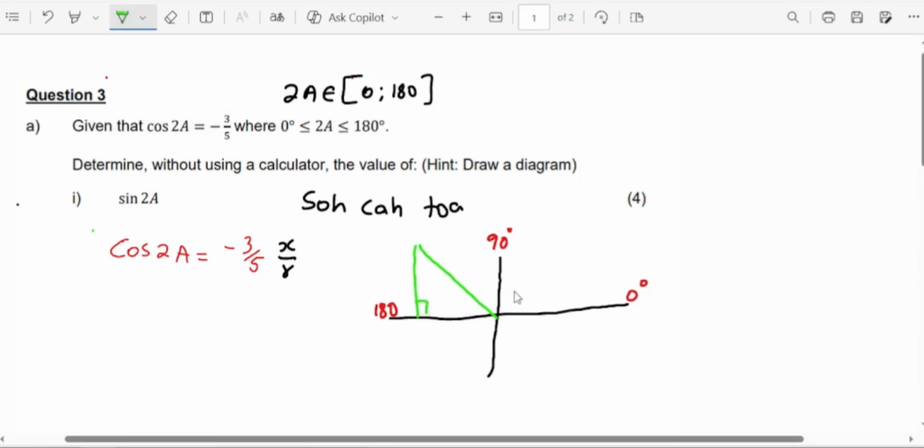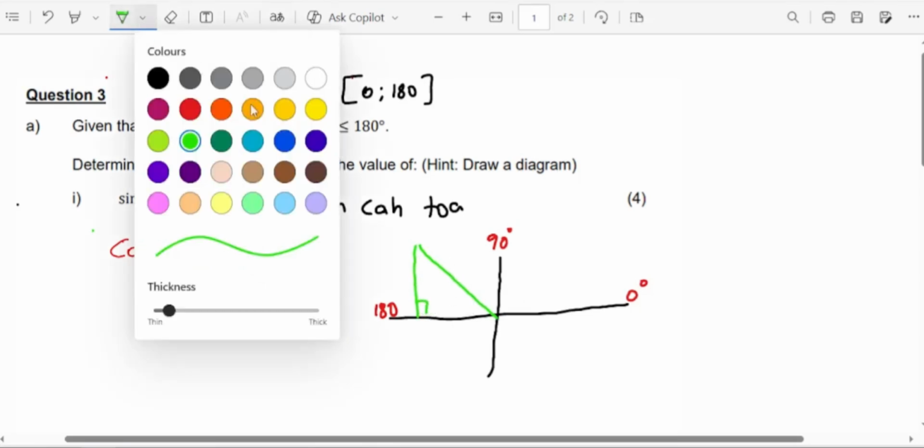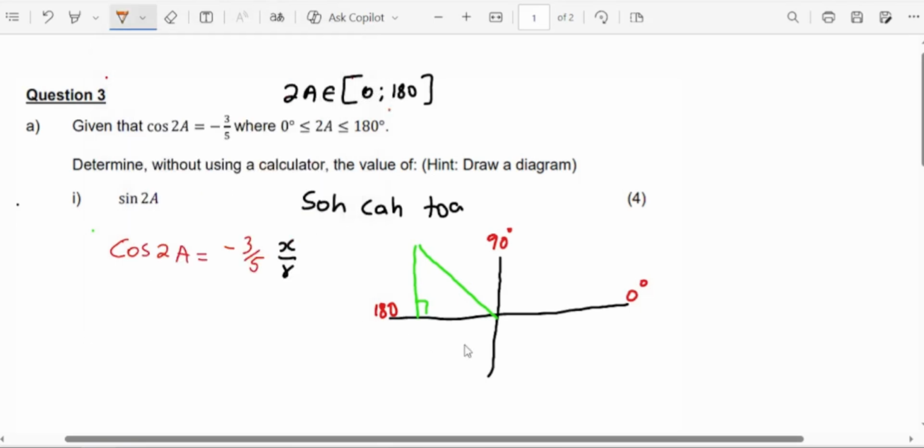90 there, and then we just have to name what we have so far. So remember, we have this as our angle theta. Then we have r, which was 5. We have x, which was minus 3. We need to find y. So let's use the theorem of Pythagoras to find the missing side. So r squared is equal to x squared plus y squared.